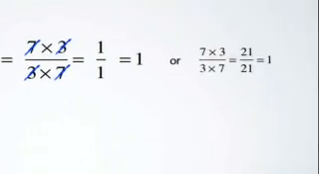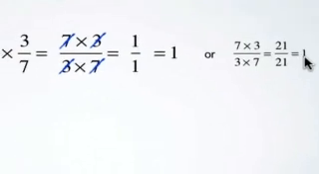Now, if you said, no, you know what? Multiplication rule says to multiply. 7 times 3, 21. 3 times 7, 21. Oh, 21 over 21, or 21 divided by 21, is 1. You would still get the right answer.